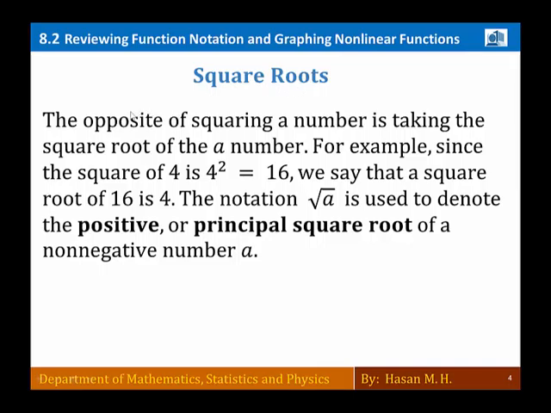Square roots. The opposite of squaring a number is taking the square root of the number. For example, since the square of 4, which is 4 squared, equals 16, we say that the square root of 16 is 4. The notation square root of a is used to denote the positive or principal square root of a non-negative number a.